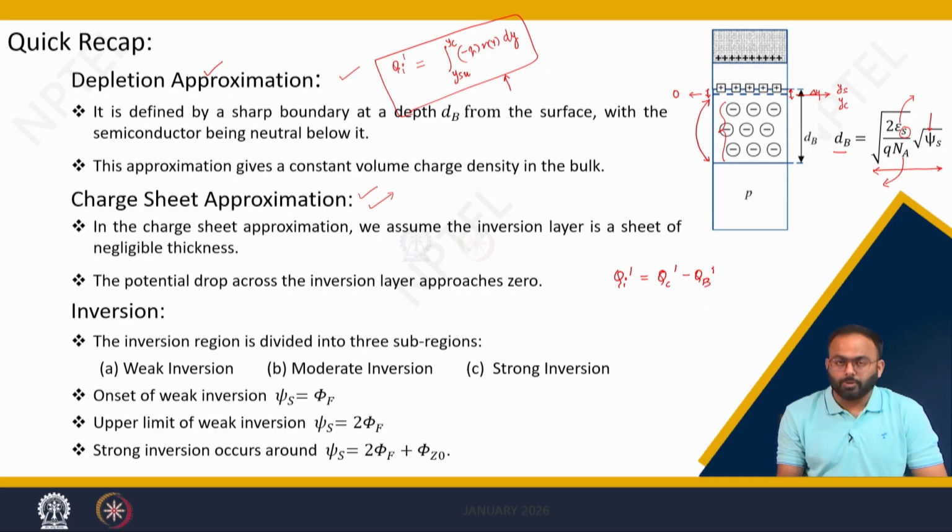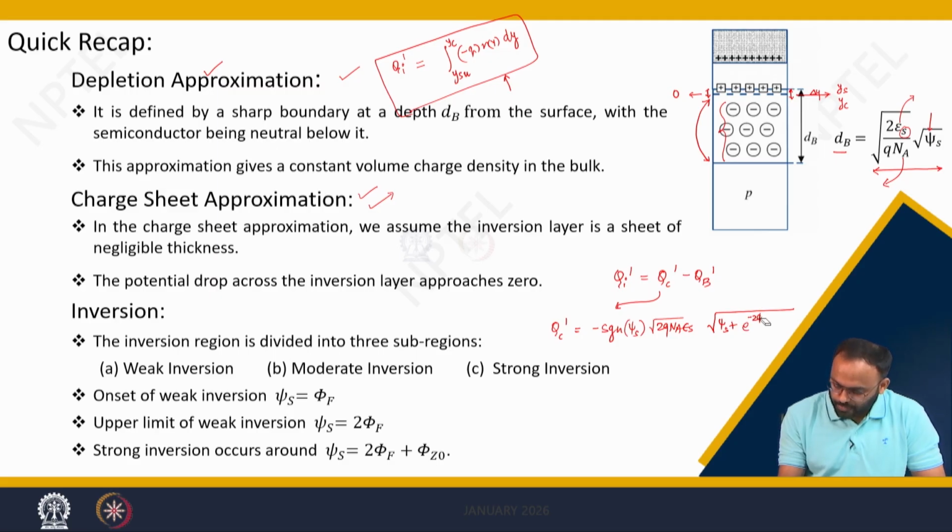By using a good amount of approximation, we can write QC dash from our general equation as minus sign of psi s times the square root of 2 times q times Na times epsilon s times psi s plus phi t e to the power of minus psi s over phi t, plus e to the power of psi s minus 2 phi f over phi t, times phi t. This was the total charge equation, and we did some approximation and calculated QB dash. By doing so, we extracted QI dash.